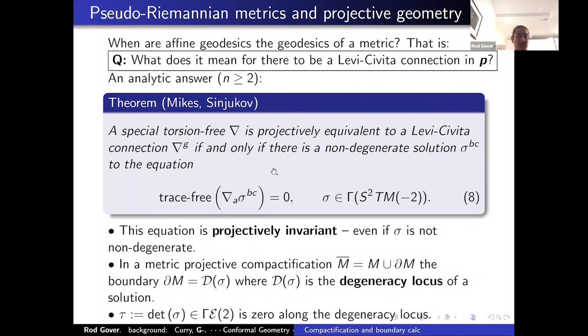So this is sort of a weaker statement than just naming the metric. Now, this will play a role in projective compactification because the sigma is quite closely related to the metric that you end up getting on the inside. And in fact, the boundary when we do a projective compactification with the metric is going to be the degeneracy locus of this. So up here, we're saying it's non-degenerate, but you could allow it, under suitable circumstances, to have a degeneracy locus. And that's how the boundary arises.